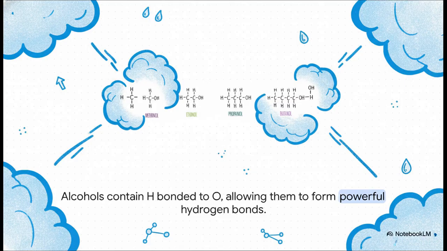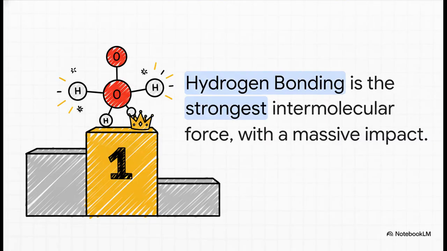Check out these alcohols. See that? In every one, you've got a hydrogen atom literally stuck right onto an oxygen atom. Because oxygen is so electronegative, it creates an incredibly strong partial positive charge on that hydrogen. This allows for an exceptionally powerful attraction between molecules. And by the way, this is the secret to water's ridiculously high boiling point. So at the very top of our power rankings, without a doubt, is hydrogen bonding. It's the strongest intermolecular force we're going to cover. And trust me, it has a massive impact on the properties of any molecule that can do it.